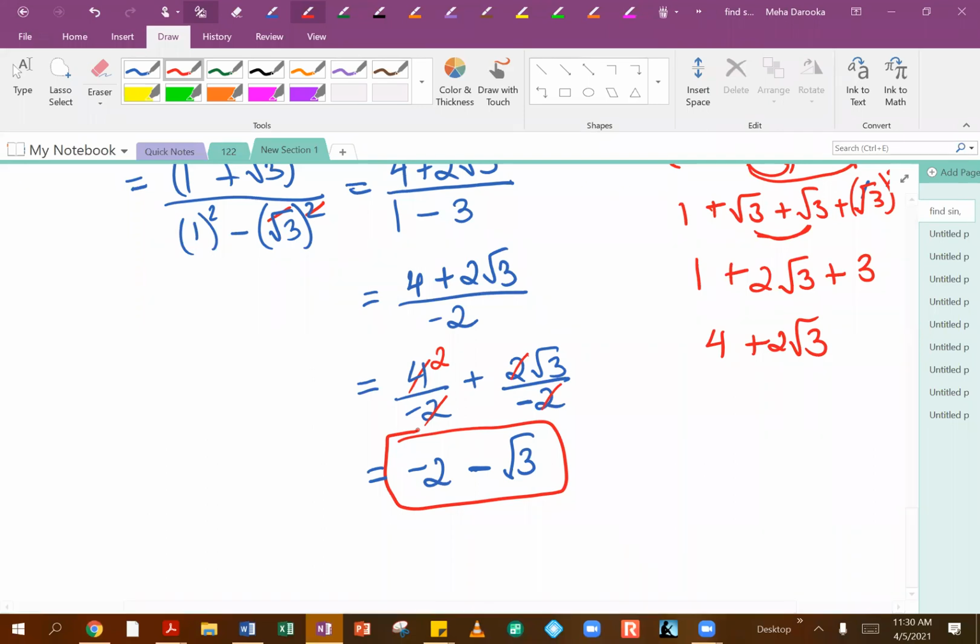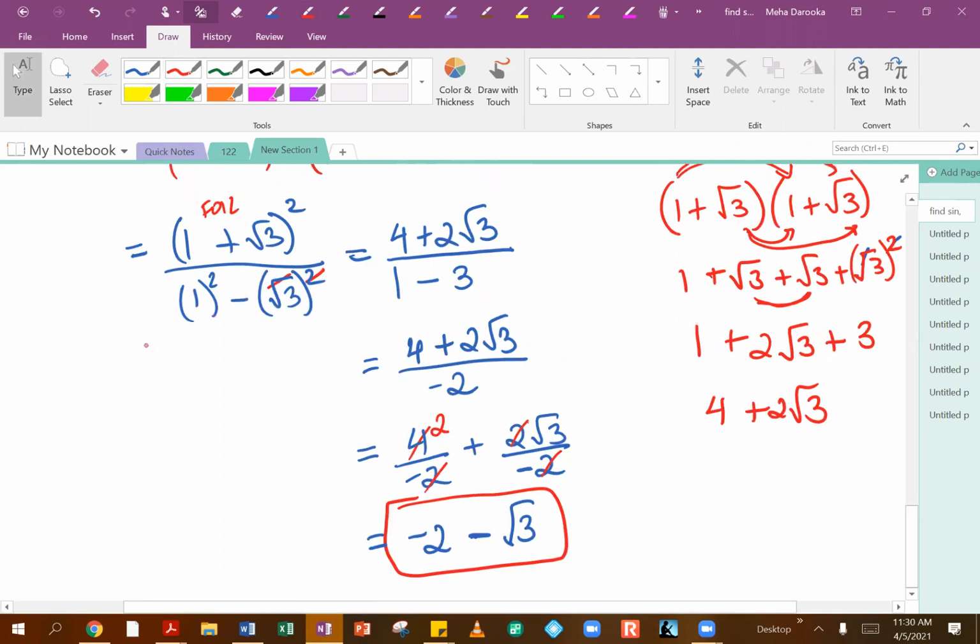So just keep in mind, we do not leave the radicals in our denominator, so we definitely want to rationalize our denominator.